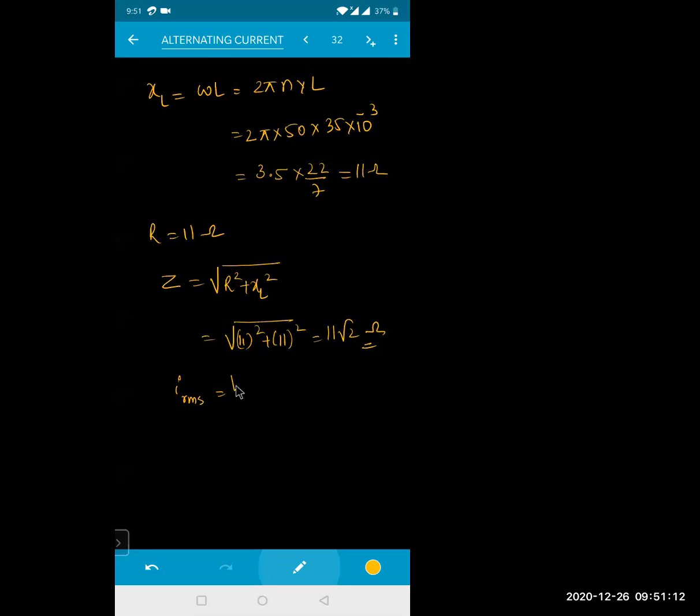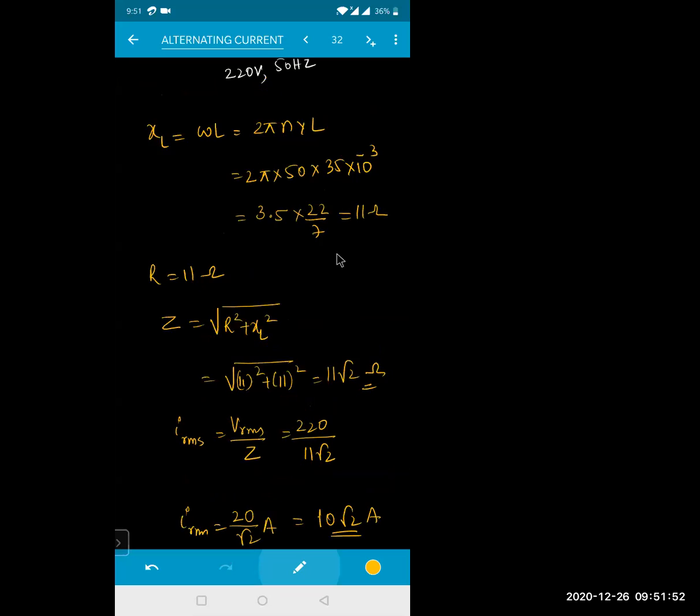So IRMS is equal to VRMS divided by Z. So VRMS is given how much for me? 220 divided by Z, which is 11 into root 2. So we are getting IRMS is equal to 20 divided by root 2 amperes. And this can be written as root 2 into root 2 is 2. So that will become 10 root 2. So this one will be 10 root 2 amperes. So IRMS I got as 10 root 2.